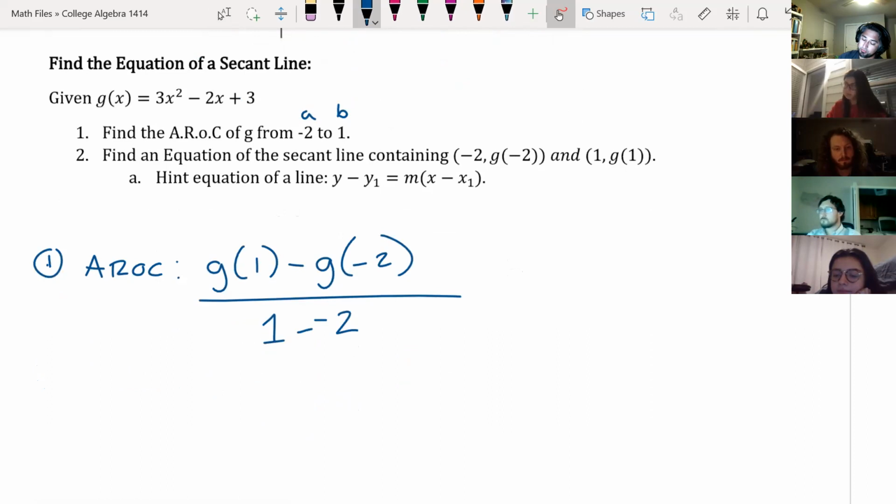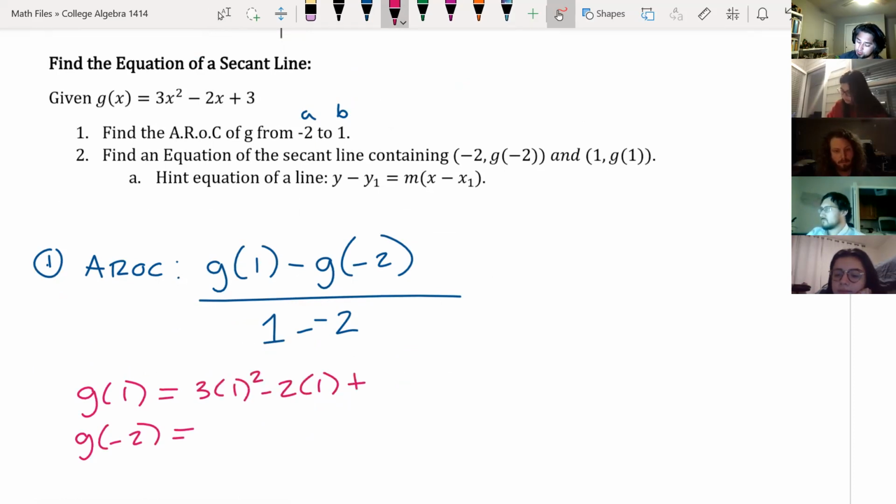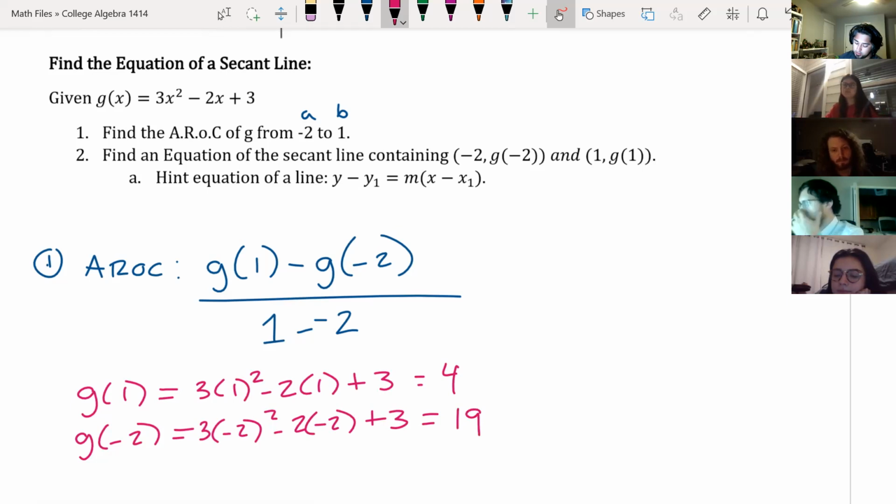And just like before, go ahead and do some side work down below. Find out what g of 1 is and find out what g of -2 is. You'll get 3 times 1 squared minus 2 times 1 plus 3. And then 3 times -2 squared minus 2 times -2 plus 3. And that's 3 minus 2, which is 1, so this is going to be 4. And then that's 4, that's 12, that's 16, that's 19. Right? 4, 12, 16, 19.